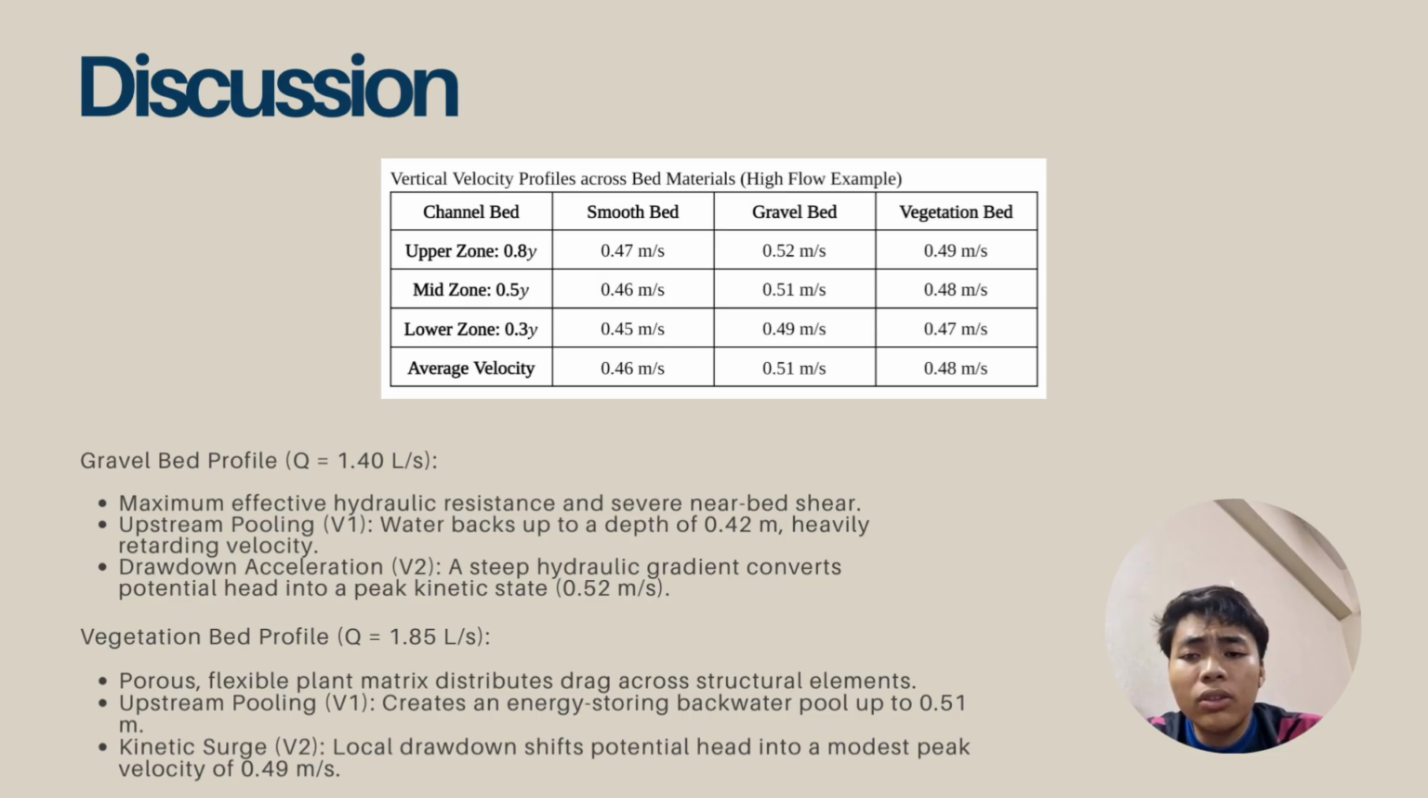The plant matrix introduces extensive drag, but because it is porous and flexibly spaced, water can pass through it. These structural arrangements distribute the drag differently, creating an even larger upstream backwater pool of 0.51 meter at station V1 to store potential energy. As it passes through, the local drawdown shifts this head into a kinetic state, resulting in a more modest controlled peak velocity of 0.49 meter per second at station V2.